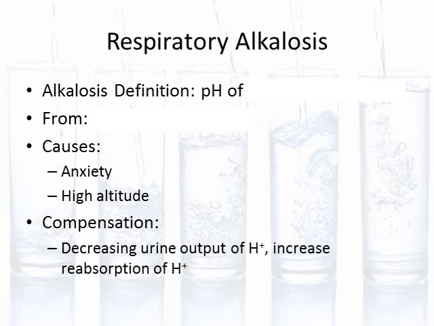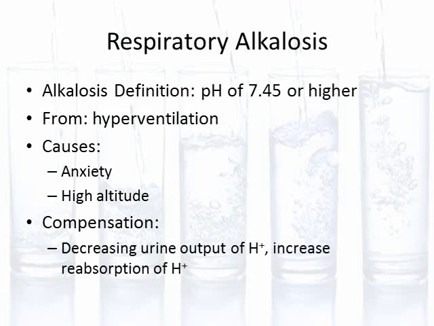Okay, then on the alkalosis side, the definition is a pH of 7.45 or higher, so again, a very tight range of pH that's acceptable. And this can be caused by hyperventilation, breathing too much. We talked about this already. We breathe too much because we're anxious or because we're at a high altitude, and we blow off our CO2, and then we decrease hydrogen ion levels. And so the way that we compensate for this is by decreasing the amount of hydrogen we excrete in the urine and increasing the amount of hydrogen we bring back in.